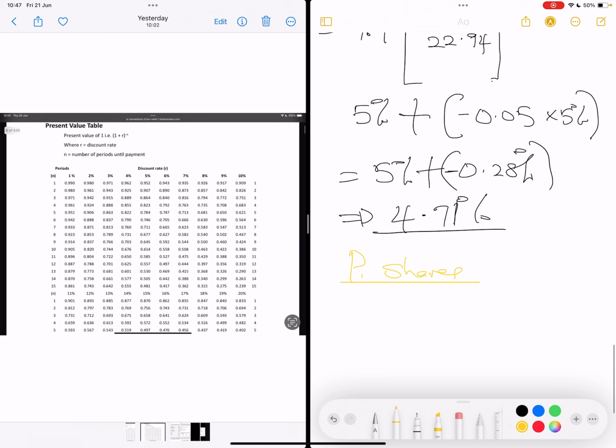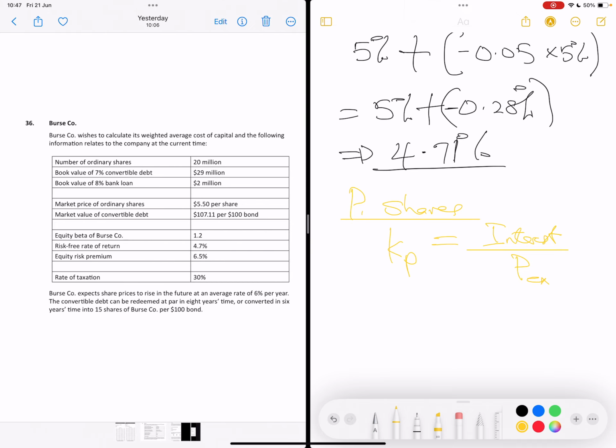Preference shares is a popular formula, which is one of the easiest formulas for cost of capital. It's strictly just the interest, or you call it dividend. It doesn't have tax implication, divided by the ex-interest price. So this preference shares, we go to the question.